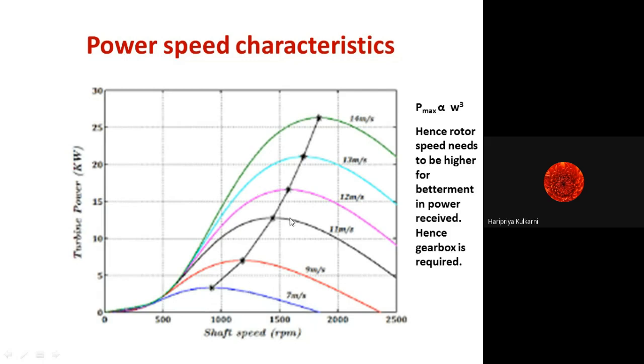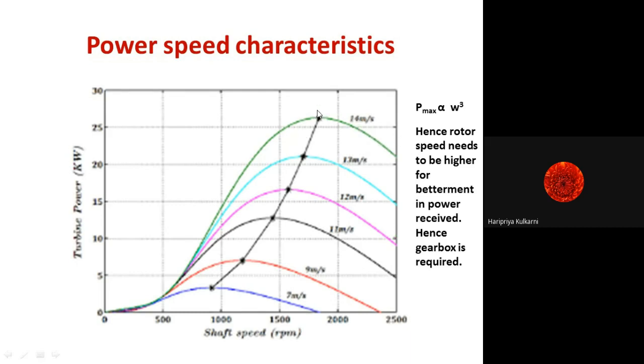So these are the different characteristics shown. This is for 7 meters per second. This is for 9 meters per second. This is for 11 meters per second. This is for 14 meters per second. This line shows the operating point. Generally, we operate our system at this wind speed, because after this it goes on decreasing, or we should go for stalling afterwards if the wind speed is more than this.